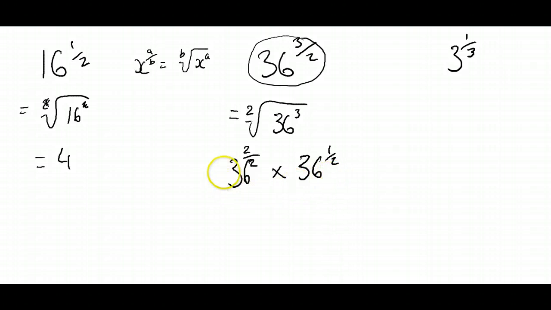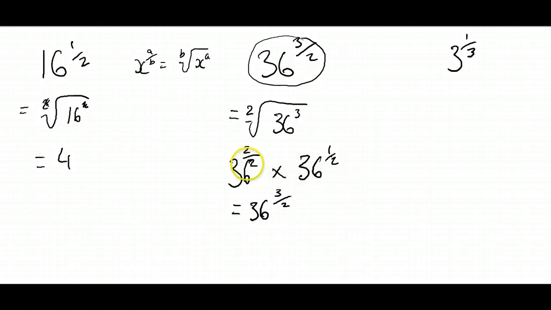Now the reason this is true is because we know that when we've got the same base and they've got indices, and they're multiplied together, we can add these indices together. So we know that that's going to come to 36, 2 over 2 plus 1 over 2 is going to be 3 over 2, which is what we had there. So we can break 36 to the power of 3 over 2 into this.